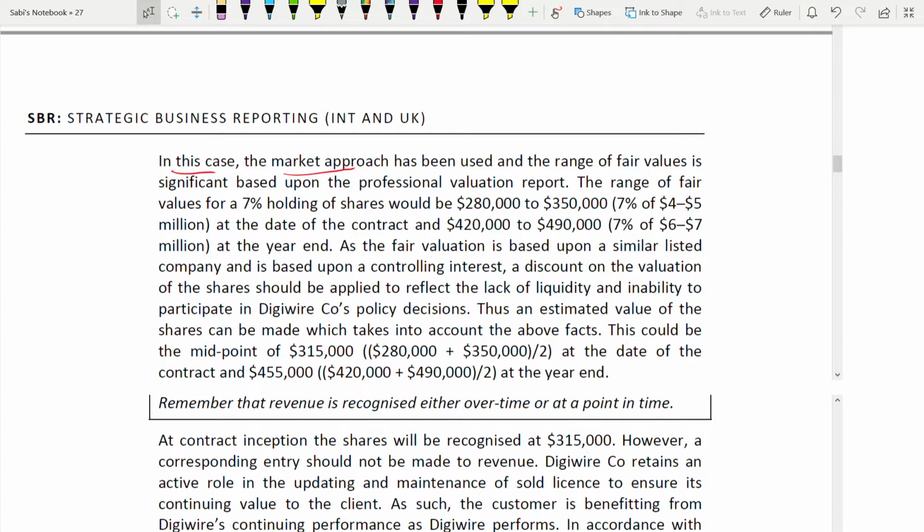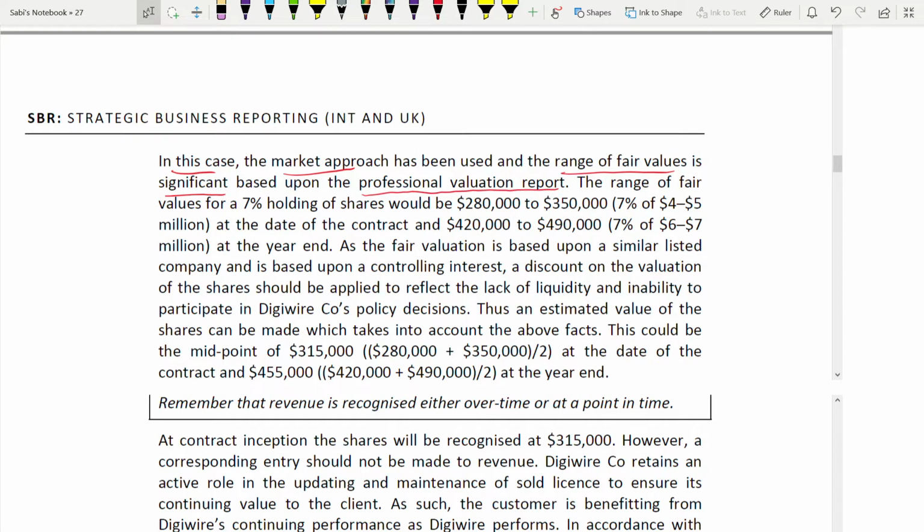They have referred to the similar goods in the market. So market approach they have used, and also they have given the range of fair value. So make sure that you pick up from the case study, not exactly copy paste the entire paragraph or sentence, but say that they have used market approach and the range is also given to you. So the range of the fair value is significant. If you see that the fair values are a very significant amount, not small amounts, based upon the professional valuation report.